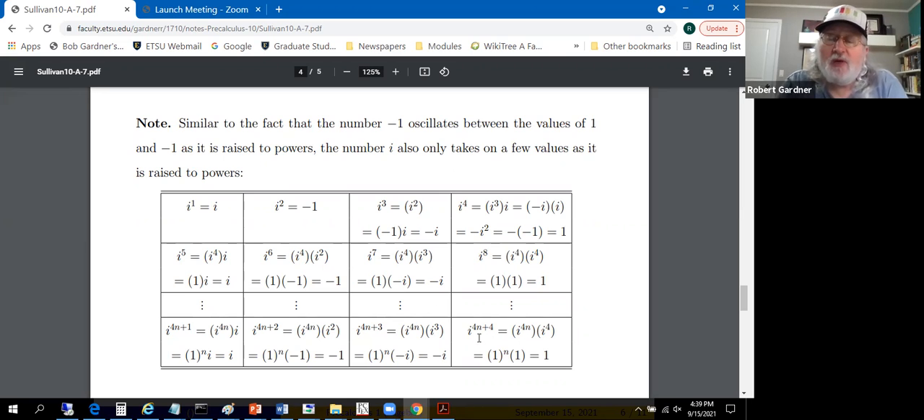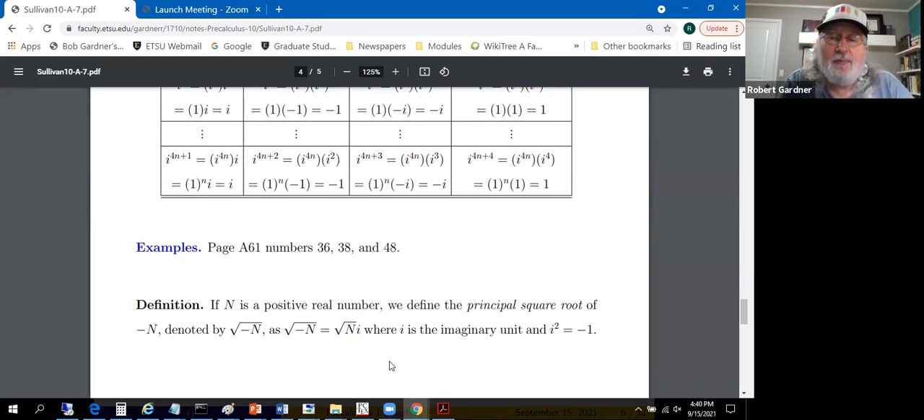4 larger than a multiple of 4 is a multiple of 4 again, and that's why we get the 1 out. And it did it again. i, -1, -i, and 1. So if we wanted to raise i to some big power, the fact that i oscillates between these 4 values is going to be very useful, especially the fact that i to the 4th equals 1.